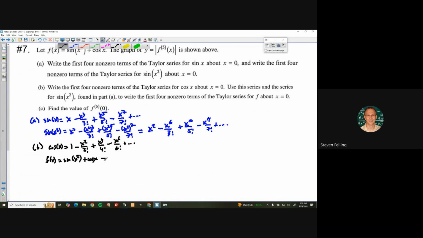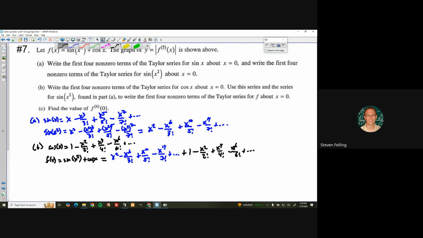So combining those series, first we have the series for sine of x squared, which is x squared minus x to the 6 over 3 factorial plus x to the 10th over 5 factorial minus x to the 14th over 7 factorial plus and so on. And then we're going to add onto that the series for cosine, 1 minus x squared over 2 factorial plus x to the 4th over 4 factorial minus x to the 6th over 6 factorial, and so on.